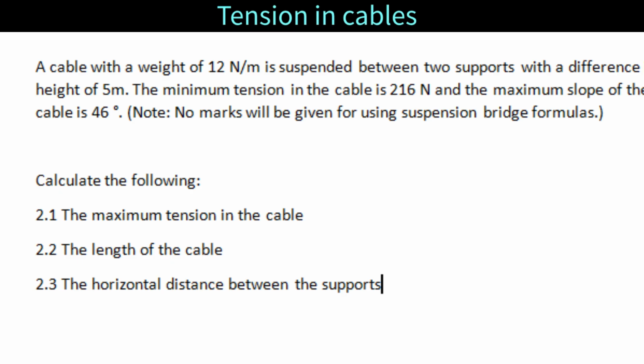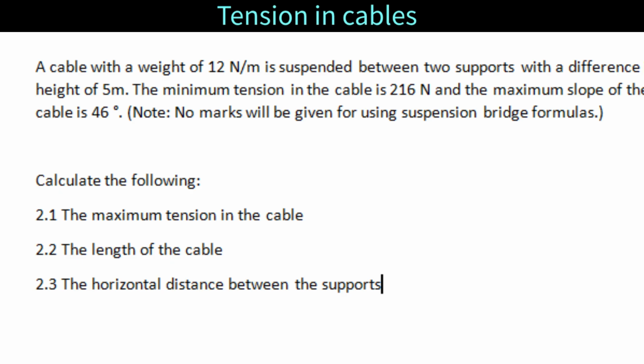Today I want us to look at a question from the question paper that was written on the 17th of April 2024. It is question number 2 and it reads as follows. A cable with a weight of 12 Newton per meter is suspended between two supports with a difference in height of 5 meters. The minimum tension in the cable is 216 Newton and the maximum slope of the cable is 46 degrees. Note, no marks will be given for using suspension bridge formulas.